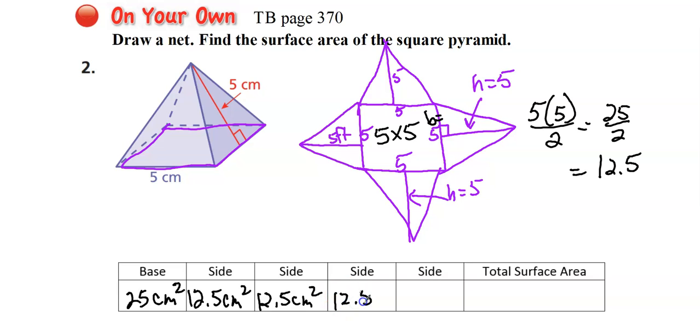So the great thing about a square pyramid is that once I have the area of one triangular face, all the other ones are the same. And then I just add them all together and I get 75 square centimeters.